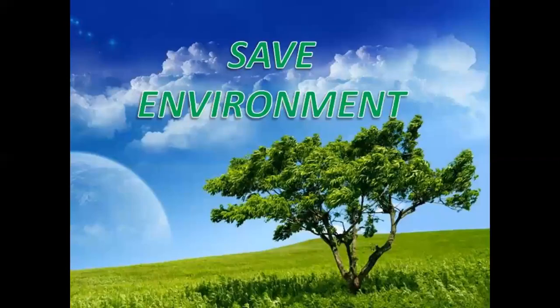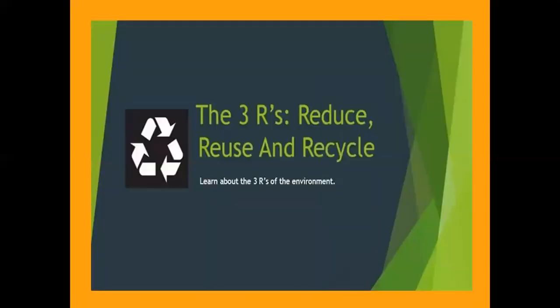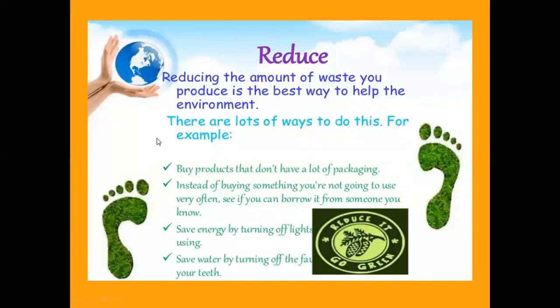How can we save our environment? We can save our environment by using the 3 R's. Okay, by using the 3 R's principle. That is reduce, reuse, and recycle. First one is reduce. Reducing the amount of waste you produce is the best way to help the environment.